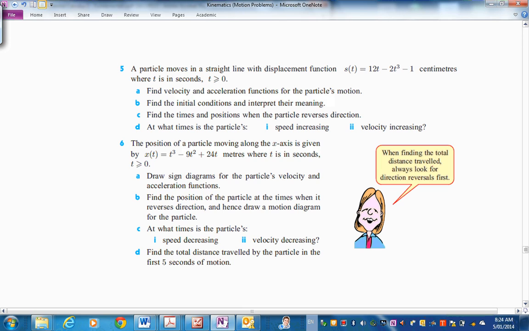Now look at this hint now. When I ask you for the total distance travelled, you must have a motion diagram, so you must find when v equals 0 and find the displacement at those 2 points so that you can do your motion diagram. Okay, so S of t, origin, find where it stops and goes round and so on. Okay, so this sort of thing, and then you've got to add up all the distances. So keep your wits about you for that one.